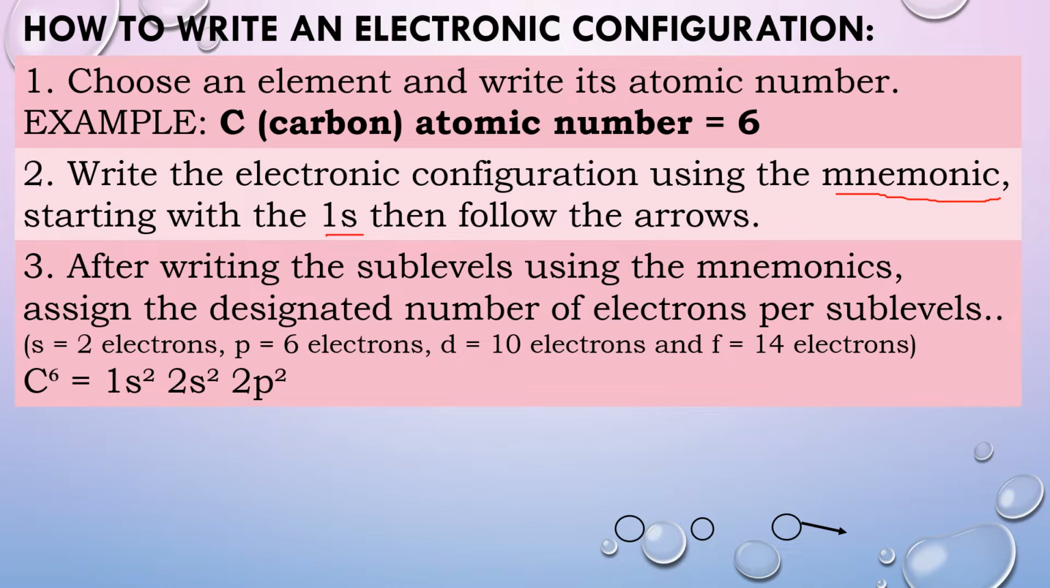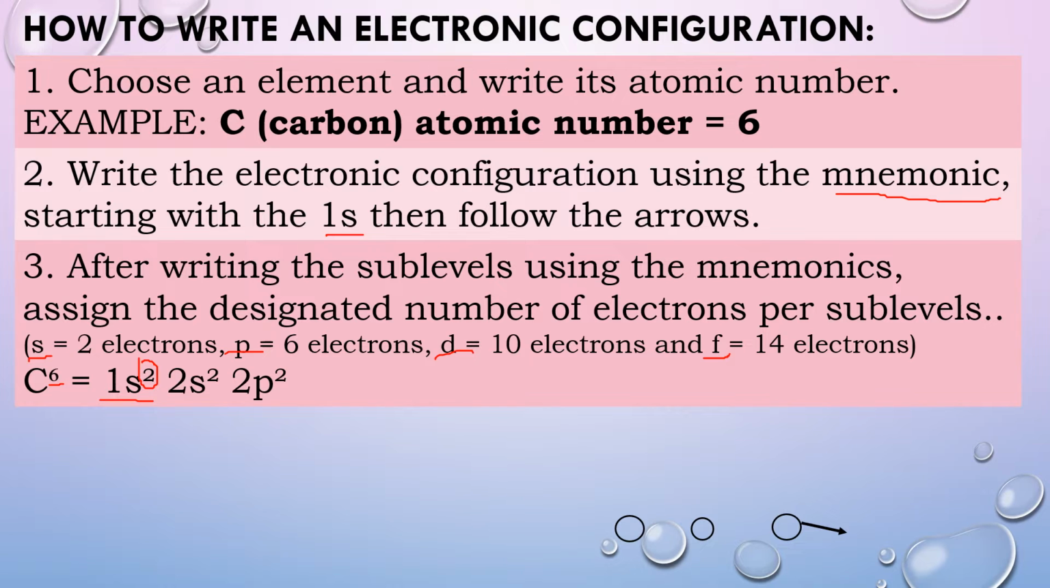Third, after writing the sublevels using the mnemonics, assign the designated number of electrons per sublevel. Always remember the maximum electrons na mahuhold sa bawat sublevel. So for carbon, it has atomic number 6, which means that it has also 6 electrons. So first is, we will write the 1s, and the maximum number of electrons na mahuhold ng s sublevel is 2. So, we will write 2 here.